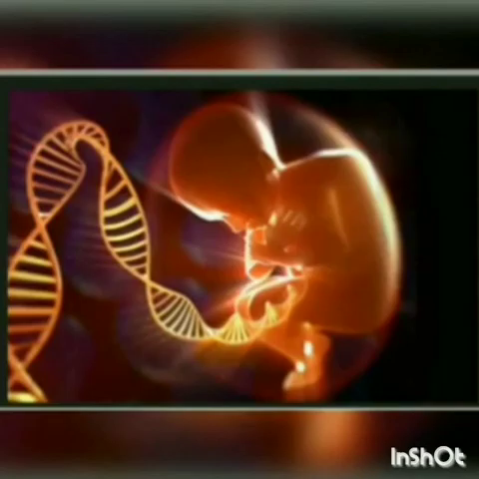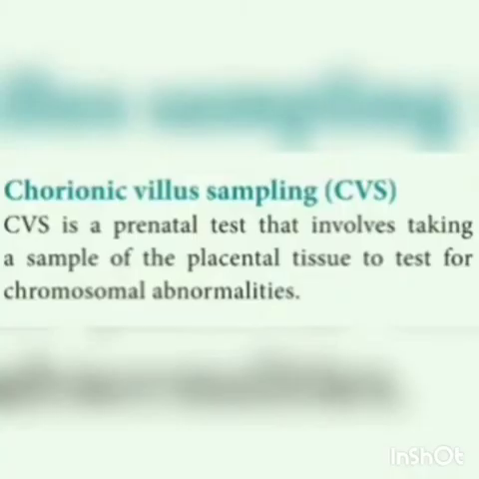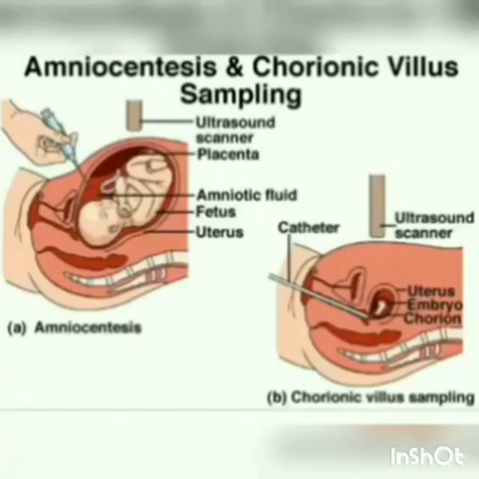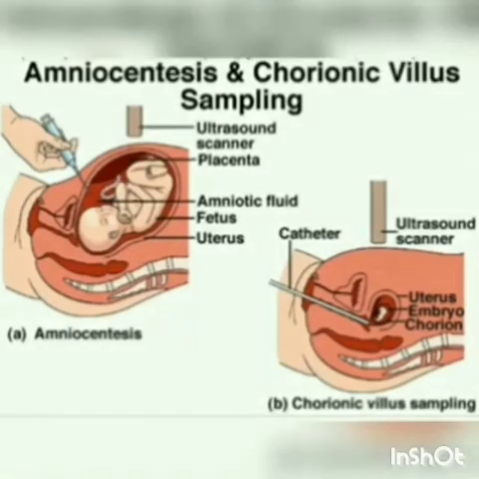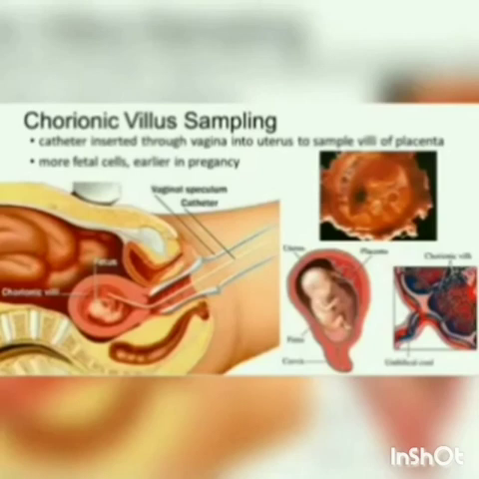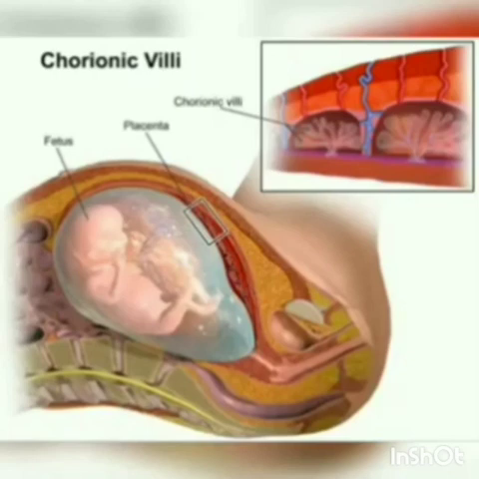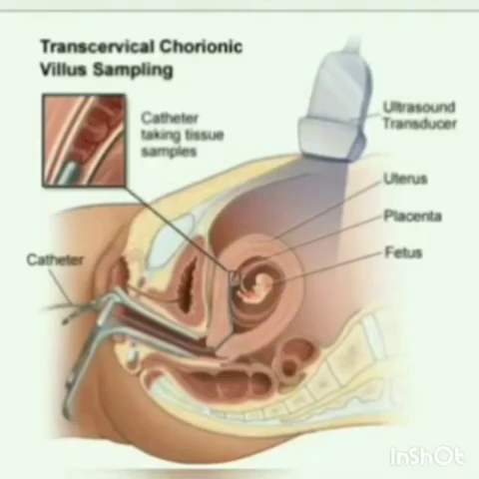Next is chorionic villus sampling, CVS. This CVS is a prenatal test that involves taking a sample of placental tissue to test for chromosomal abnormalities. The placental tissue is taken for testing because the placenta connects the mother and the fetus. So we can find out some chromosomal abnormalities with the help of the placenta.